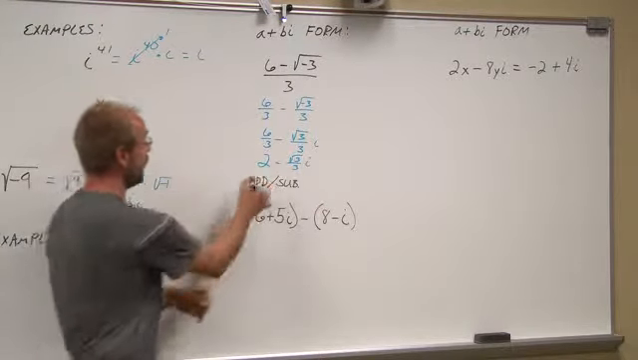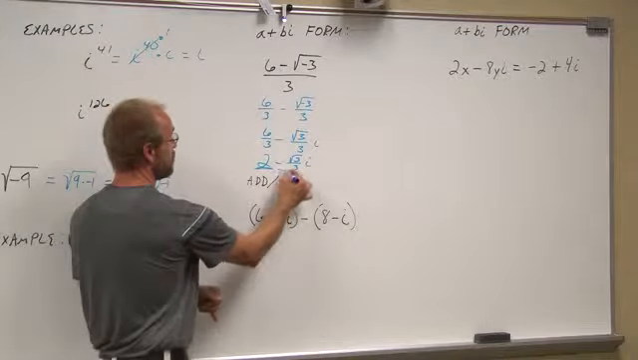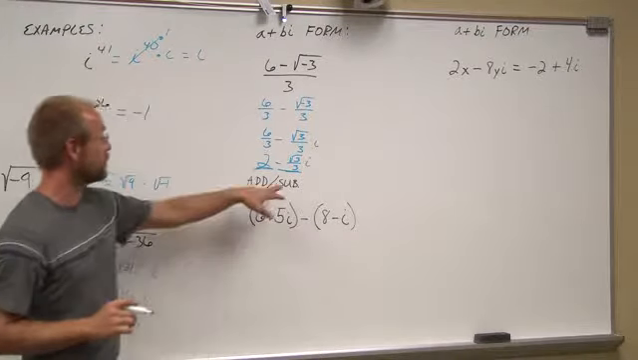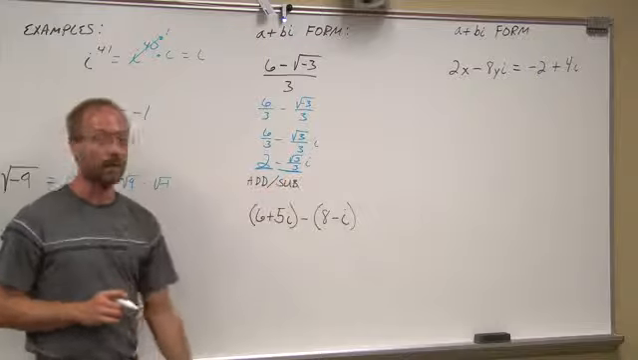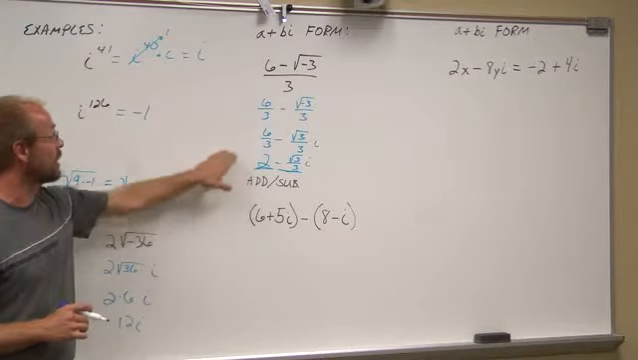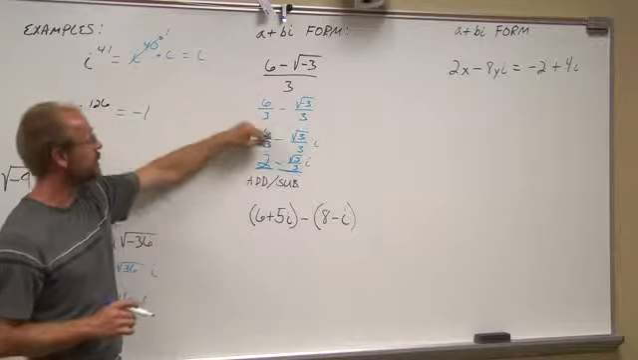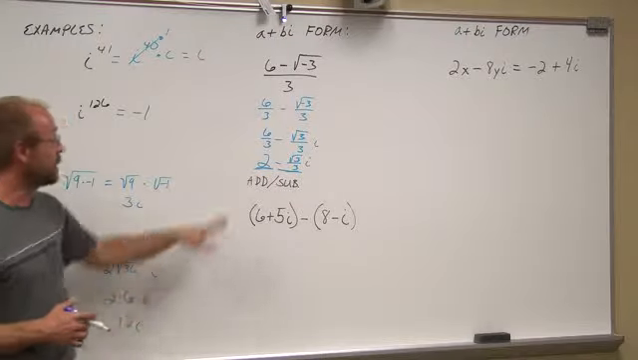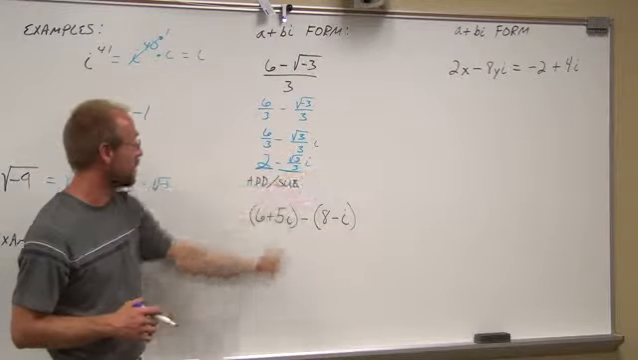This is my a, and this is my b, negative square root of 3 over 3, and the imaginary unit. So it is in a plus bi form. That's how we do it. We just split it up, simplify it, and now it is in a plus bi format.